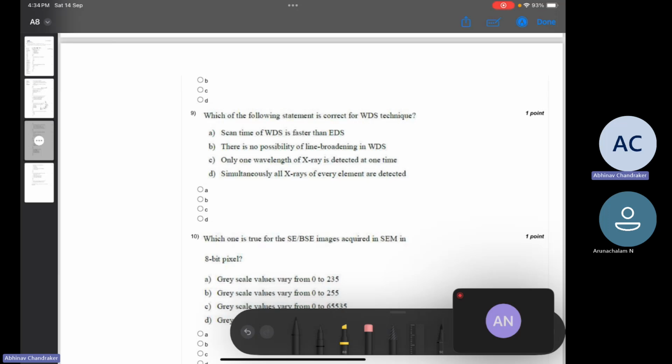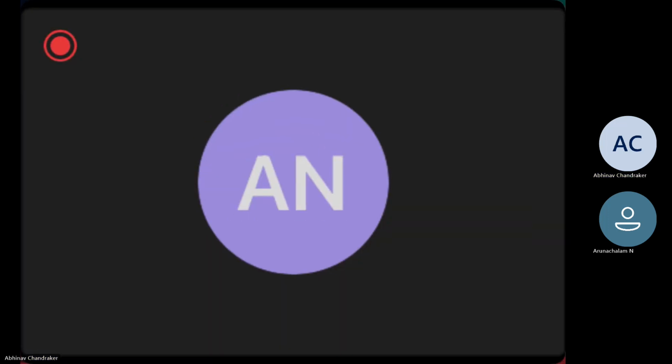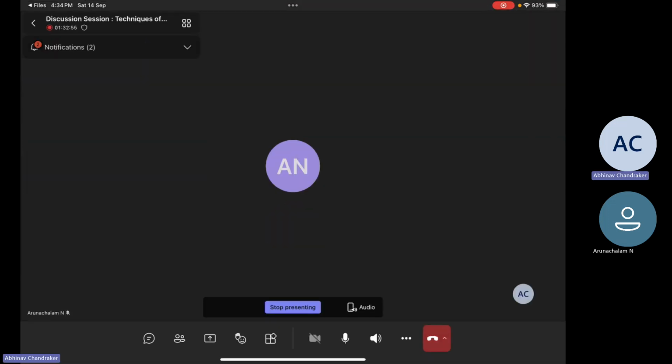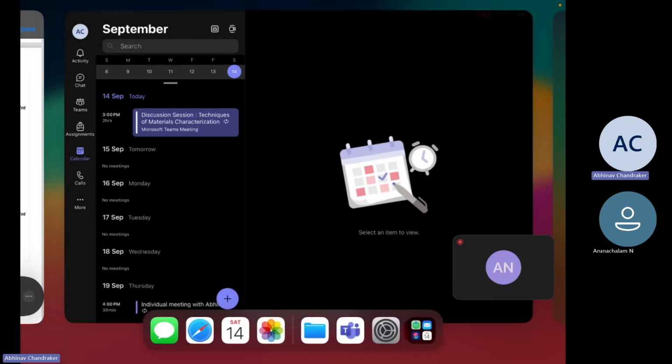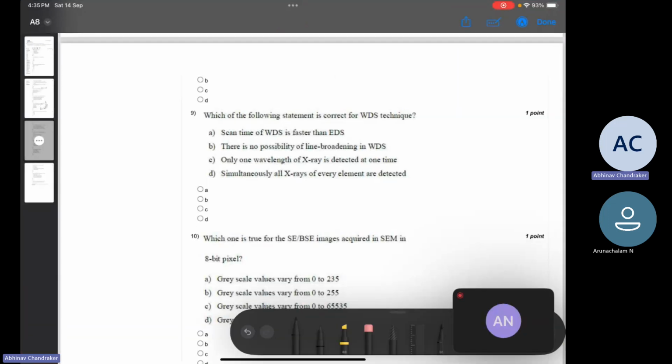Which statement is correct for WDS technique? We have already talked about the benefits as well as limitations associated with EDS and WDS technique. We know that in case of WDS, scan time is comparatively slower, because the signal collection efficiency is much smaller, so it takes more time to collect a good amount of signal. Line broadening is less in WDS, but it is not totally absent. There will be some line broadening.